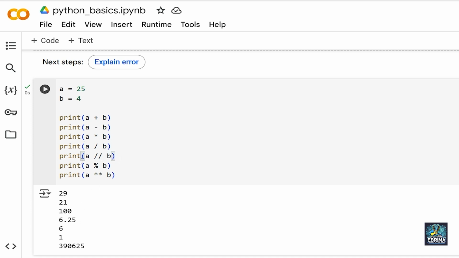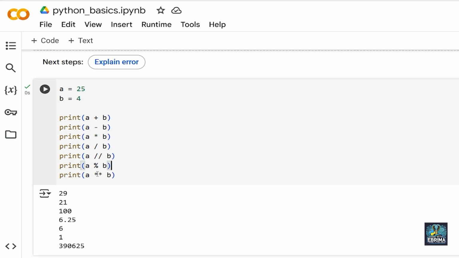Now we have 2 forward slashes. What this means is it is going to take the floor division, that is, it is going to divide and round it down to the nearest integer. When it divided it, it was 6.25. Now when it rounds it down to the nearest integer, we got 6. That is why we have this 6 here.